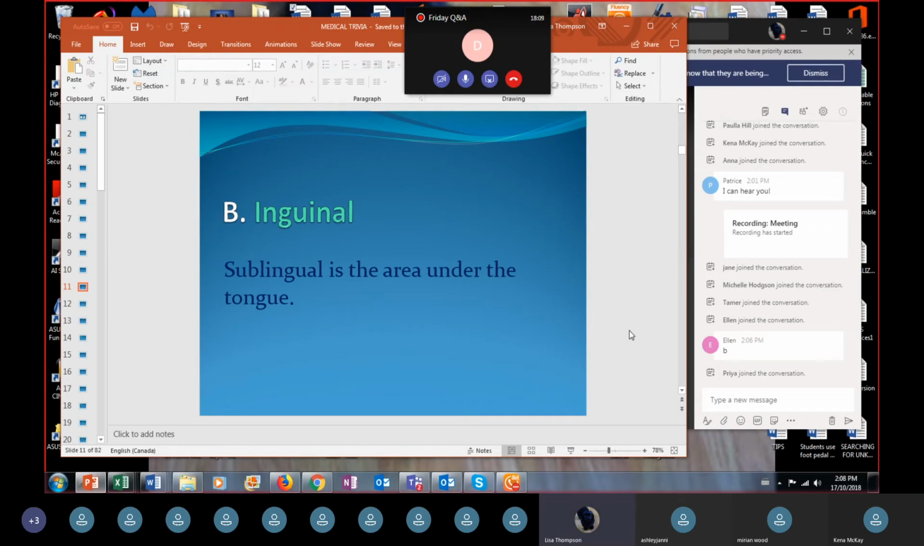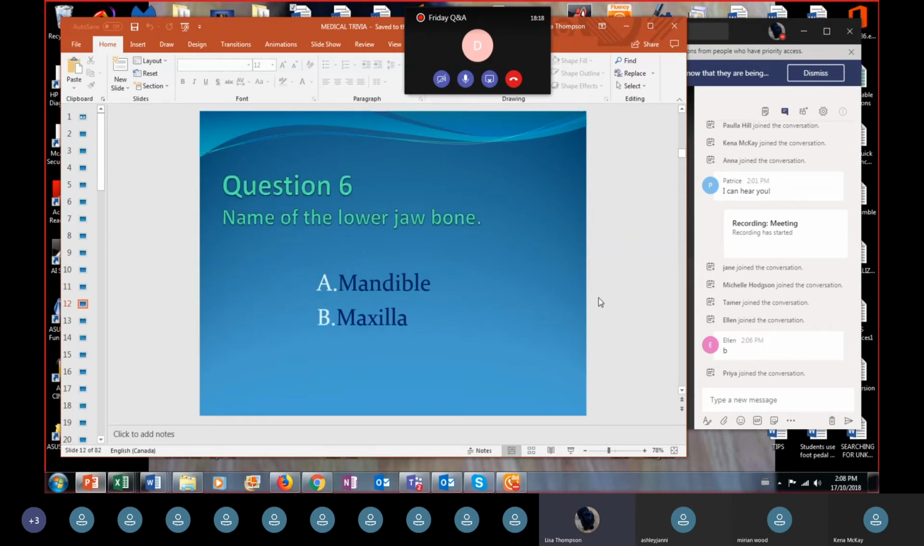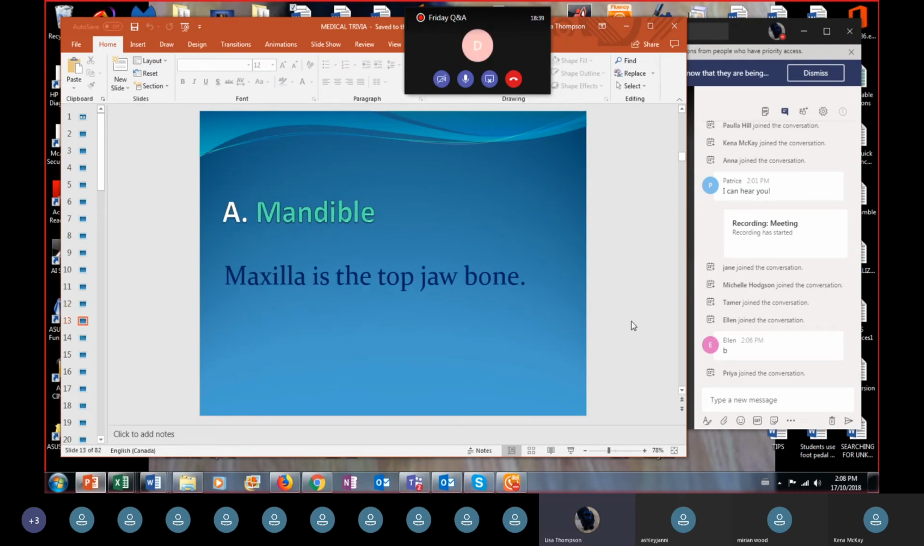So, I wonder if everybody's doing good so far, hopefully. Okay, so question 6. Name of the lower jawbone. Is it A, mandible, or B, maxilla? That would be A, mandible. Maxilla is the top jawbone. How's everybody doing? Everybody get that right?